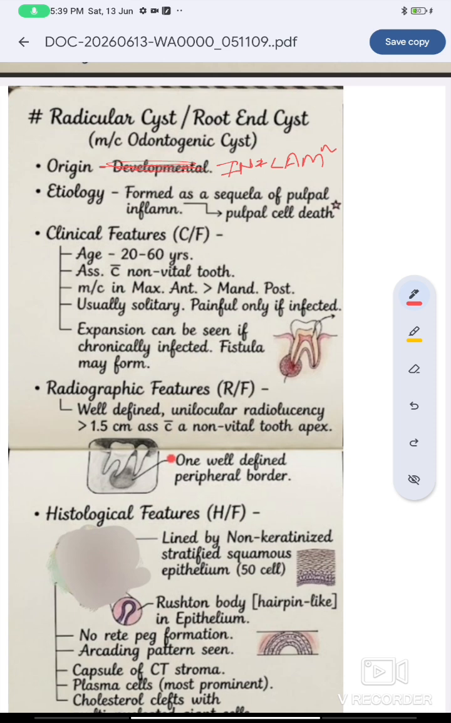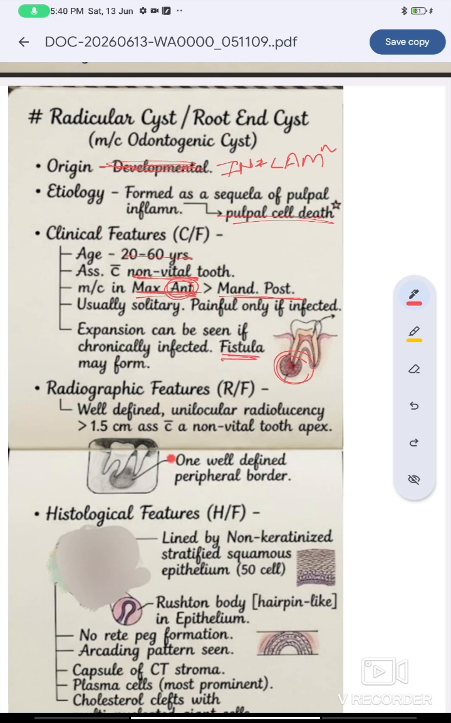Etiology, it is formed as a sequel of pulpal cell death. Age, it can occur at any age, 20 to 60, because as caries progresses, it leads to cyst formation. Associated with non-vital tooth, more common in maxillary anterior region due to trauma. Most commonly, if it occurs due to caries, it occurs in the mandibular posterior region. If it occurs due to trauma, it is most common in the maxillary anterior region. Usually solitary, painful only if infected. If it is there for a long time, it may cause draining fistula.